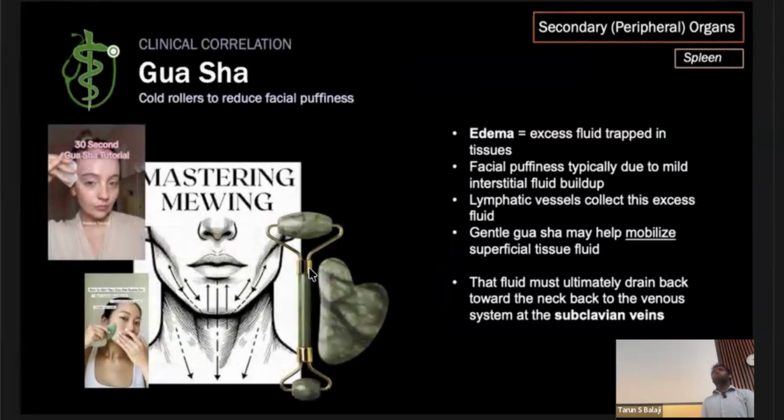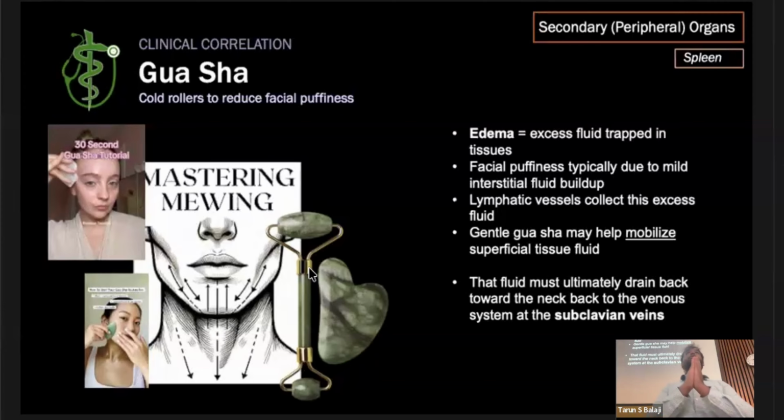Okay, so why do we care about lymphatics? If you're familiar with any form of looksmaxxing, you know that there's this technique called gua sha. People on TikTok claim that it's magic crystals that absorb the puffiness from your body. Magic crystals, kind of doubt it, but it is lymphatics. Facial puffiness is a mild form of edema. That's just tissue fluid collecting in your face.